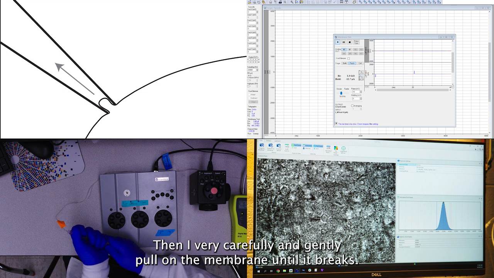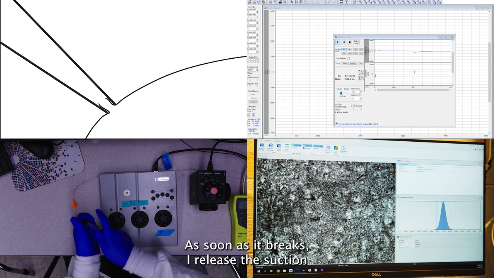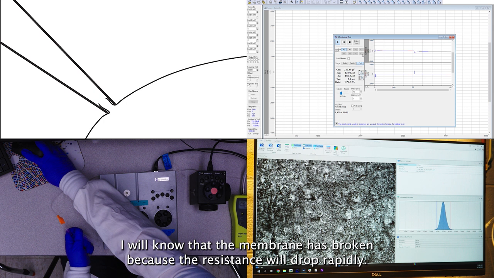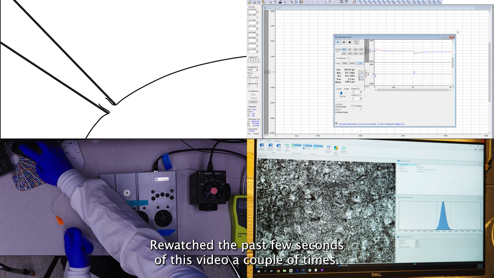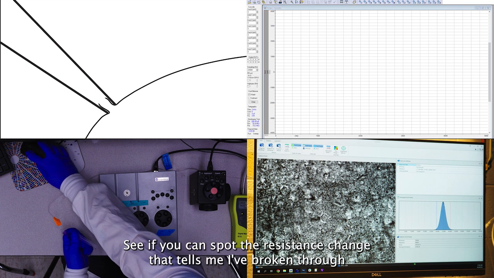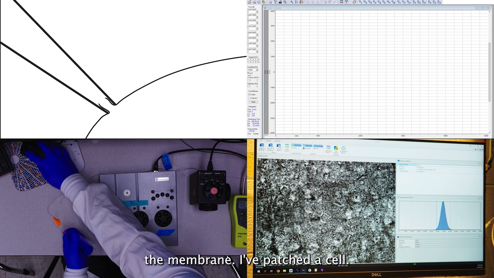Then I very carefully and gently pull on the membrane until it breaks. As soon as it breaks, I release the suction so that I don't suck the inside of the cell into the electrode. I will know that the membrane has broken because the resistance will drop rapidly. Rewatch the past few seconds of this video a couple of times. See if you can spot the resistance change that tells me I've broken through the membrane.